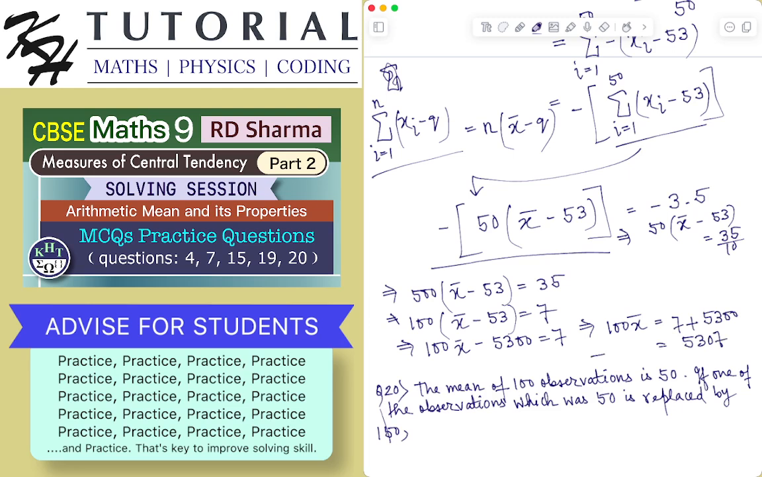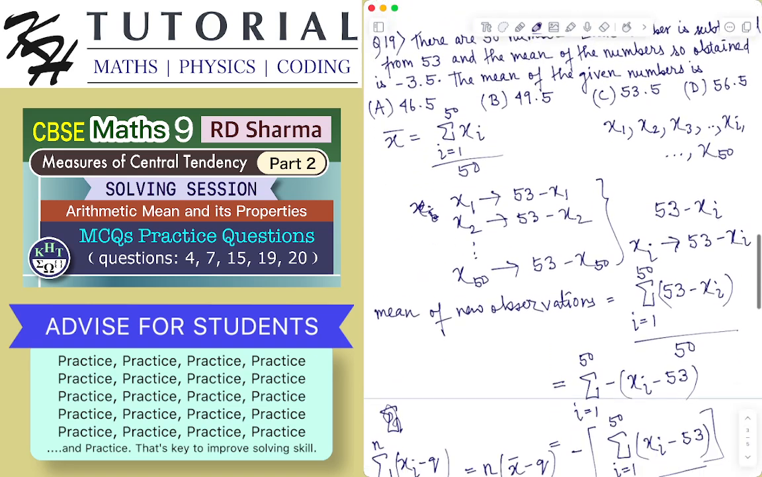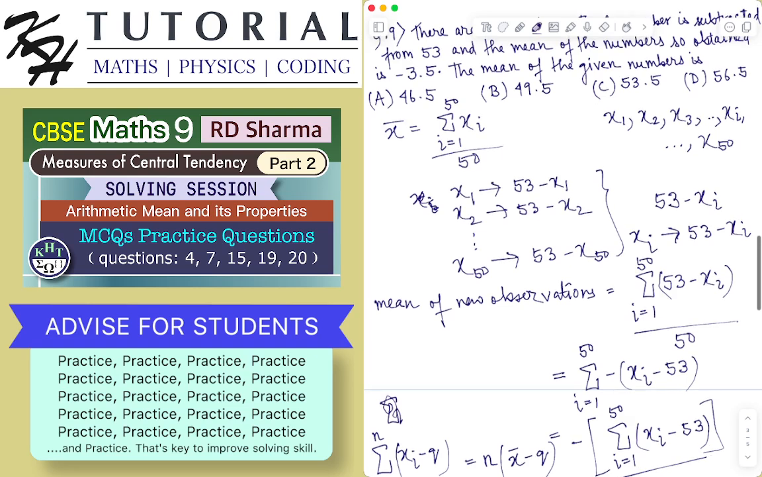So this implies x bar will be 53.07. 53.07 is the answer I am getting. But there is a choice 53.5. Let me see if I have done any mistake or not.